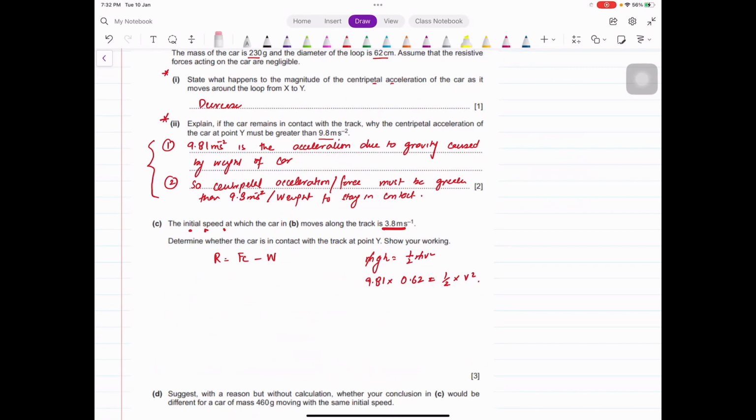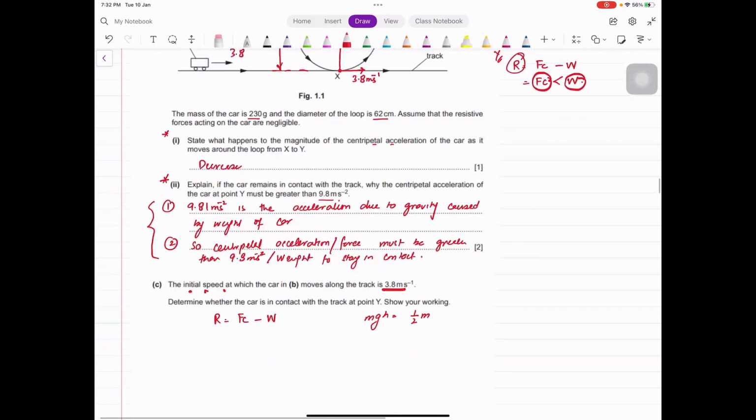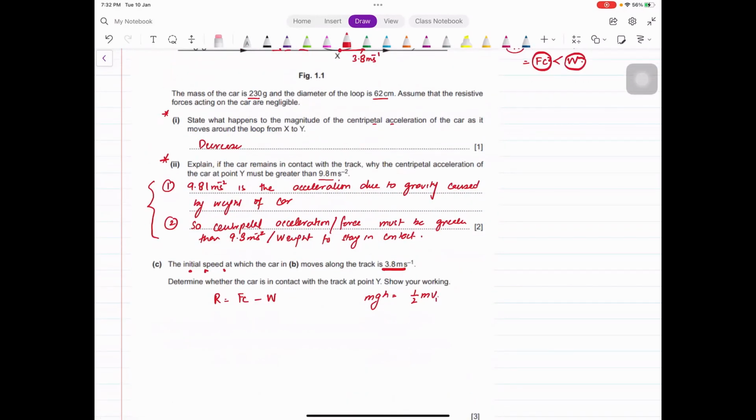It has speed before as well. Wait, so that means this is not exactly right. Wait, so it goes into mgh and then it is half m, the speed at x, v initial squared minus half m v final. Okay, now we'll do it. So m will cancel out. This is 9.81 times 0.62, and that's going to be half the initial speed, 3.8 whole squared, minus half vf squared, and this is what we need to find.